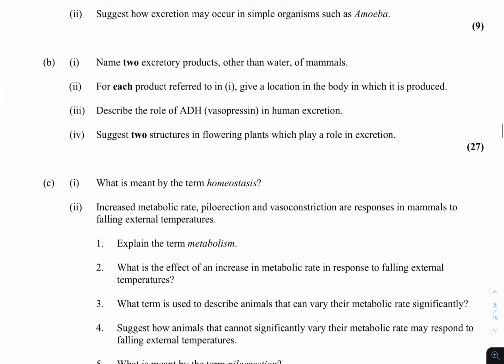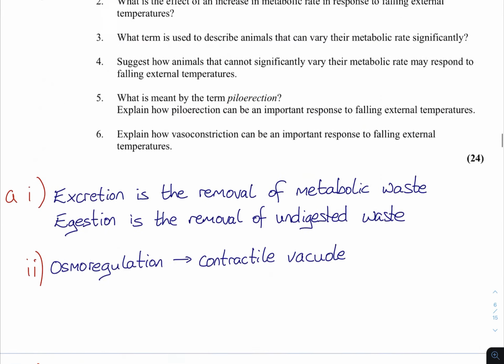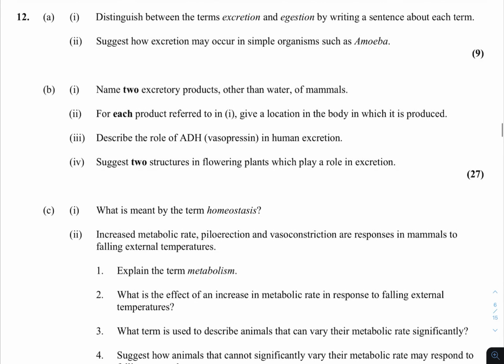Next. Name two excretory products other than water of mammals, and for each product, give a location in the body where it is produced. So I said urea and carbon dioxide. Urea is produced in the liver, due to the breakdown of proteins, and carbon dioxide is produced in the body cells. Respiration is what takes place there. Water wasn't allowed because they said other than water here. But if you were just to state two excretory products, you could say water, and again that's produced in the body cells.